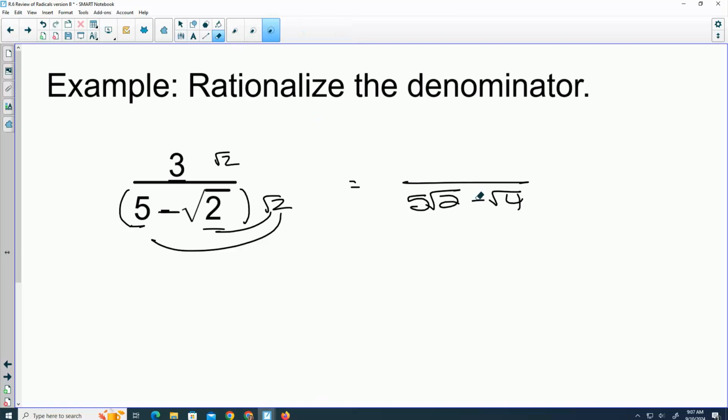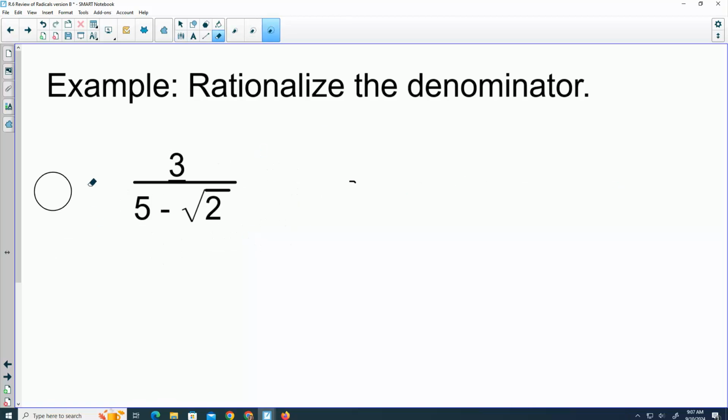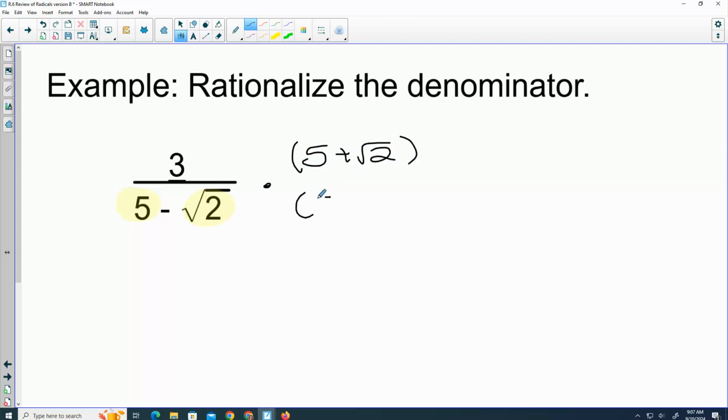No. So anytime you have more than one term on the denominator, so if you have an addition or a subtraction, you have to multiply by the conjugate. So the same thing, but change the sign in the middle.